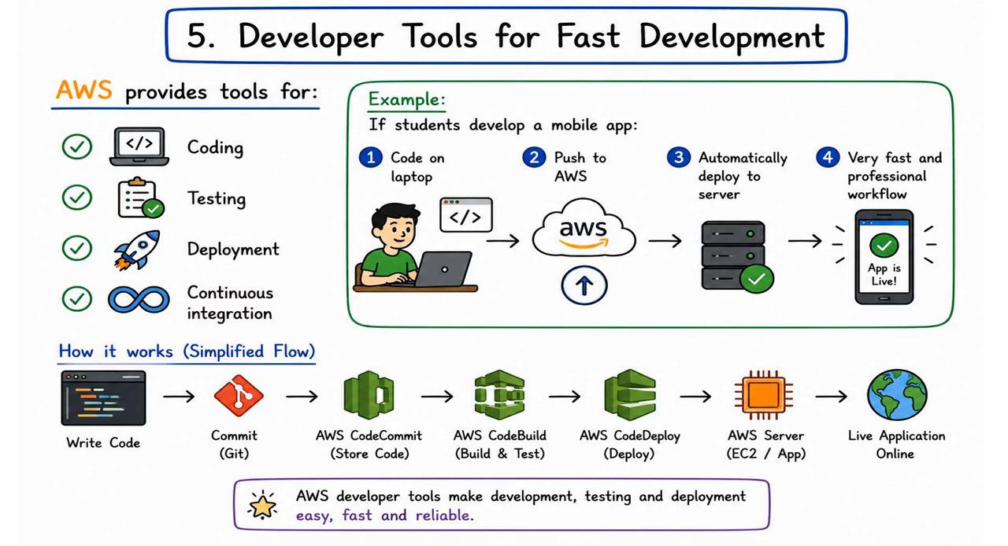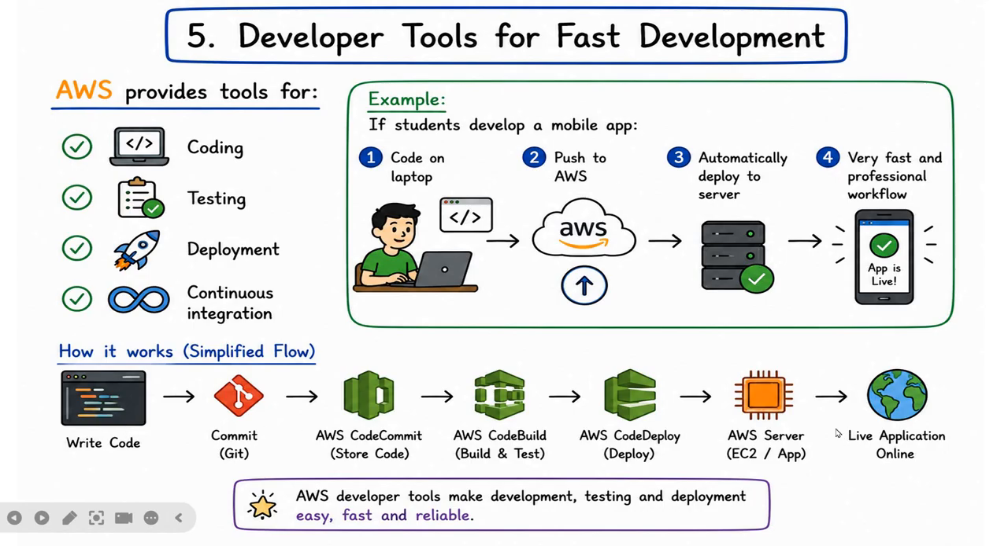Therefore, here the AWS tools help students, startups, software engineers and research teams to develop applications faster. So the advantages are a faster coding workflow, reduced deployment time, better teamwork, automatic testing, and many more. Okay, so this is about the developer tools for fast development, where the AWS developer tools make development, testing, and deployment easy, fast, and reliable.